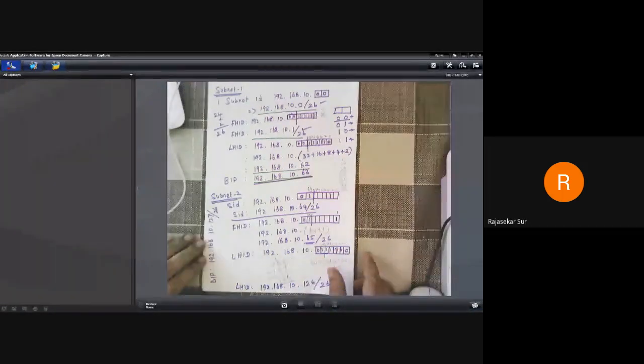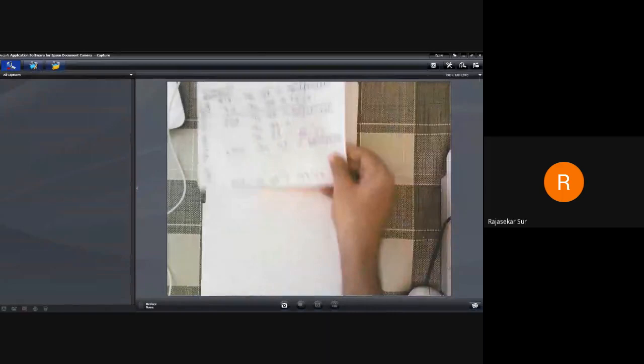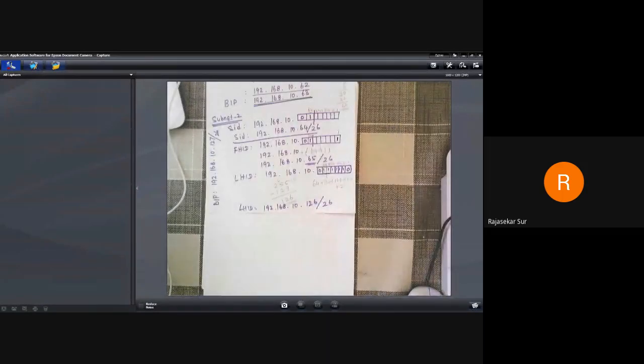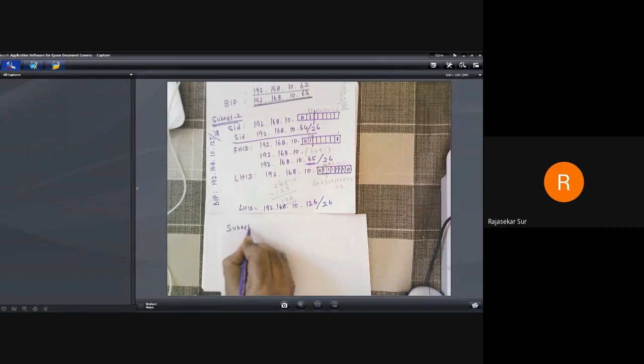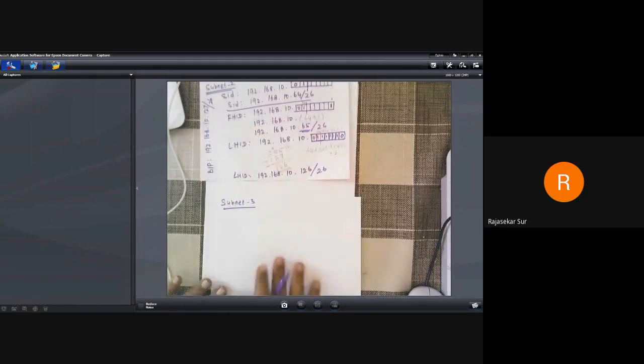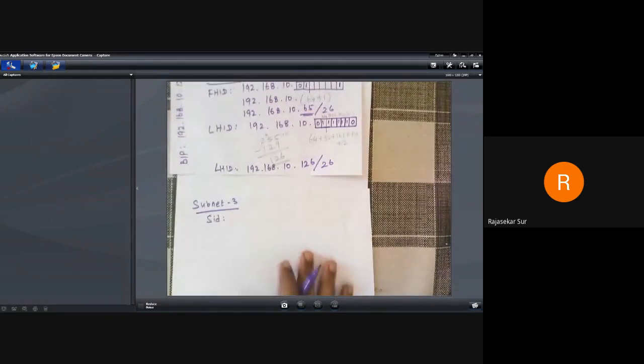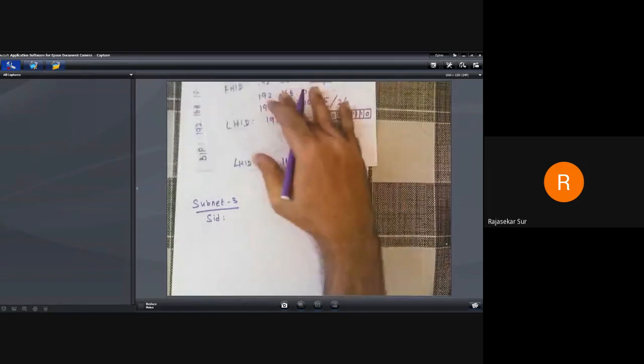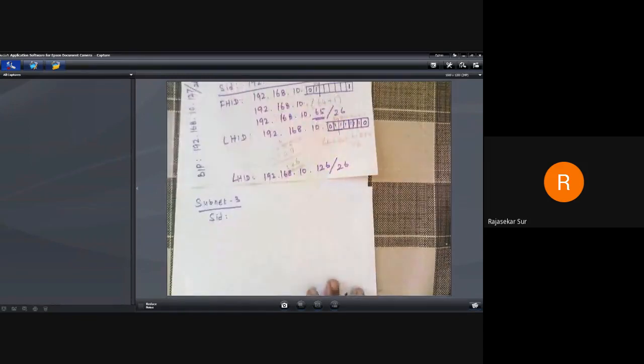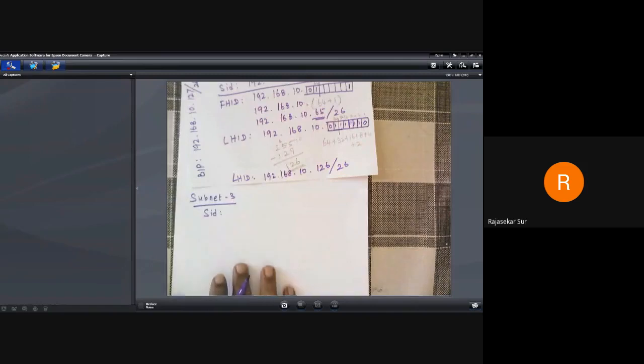I'm going for the third subnet, subnet 3. I'm going to solve subnet 3. So what is the subnet ID? You can directly write it, because the broadcast IP address, you know, is 127. But still I will work on that.